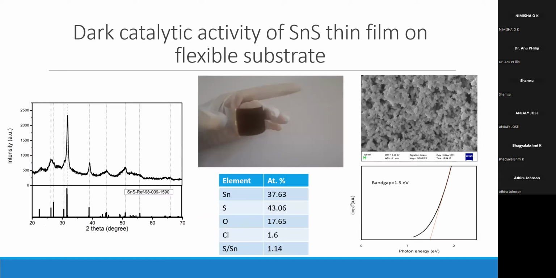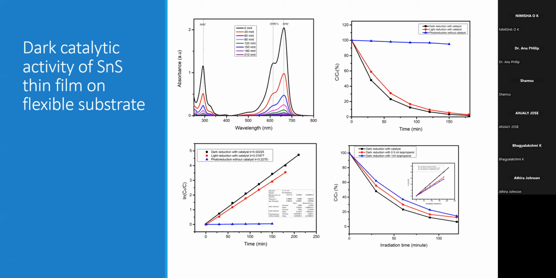Our material belongs to a class of materials known as van der Waals epitaxy, where interlayer bonds are very strong and intralayer bonds are weak. So it offers a high degree of substrate tolerance. We were able to deposit the thin film on a very flexible substrate also. It was also characterized, and the thin film on the flexible substrate also exhibited good dark catalytic activity.